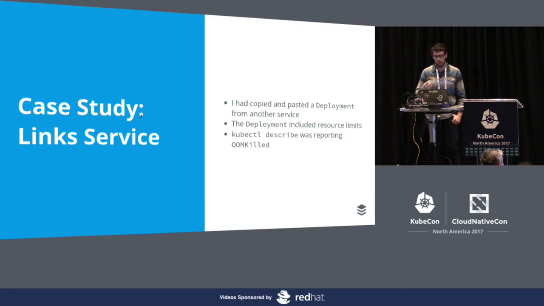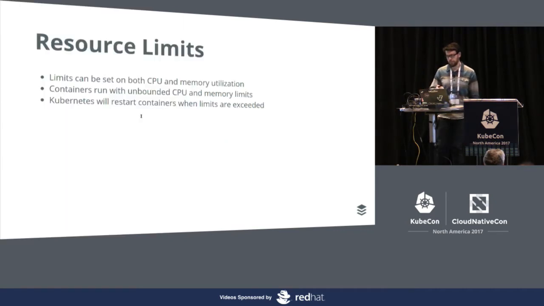So the first thing was I had copied and pasted a deployment from another service. I think it was just something that I found on the internet, and shame on me, but the deployment included resource limits, and they weren't the right resource limits for the application and the load that we were doing. With a little more investigation, we found that we were getting OOM killed, which basically means that the container ran out of memory, and Kubernetes had basically killed it.